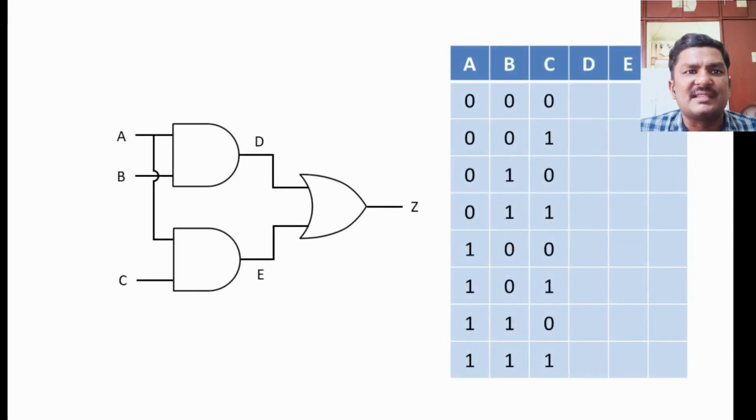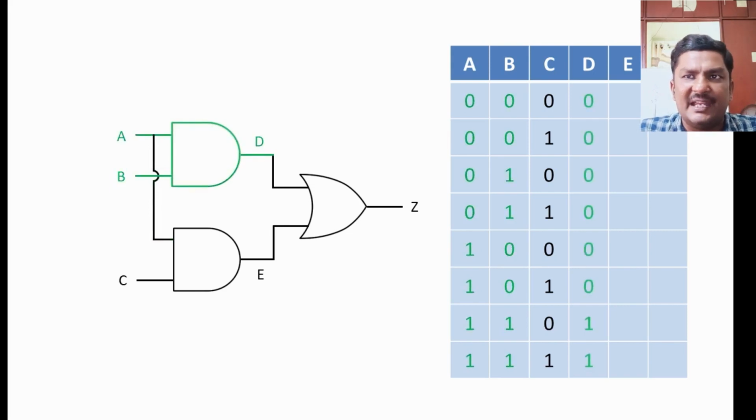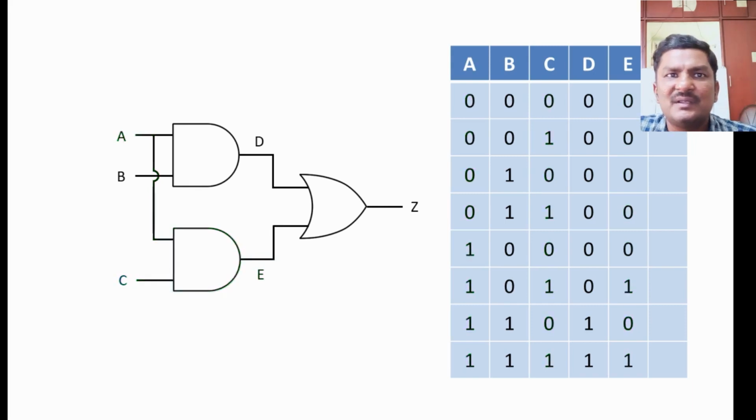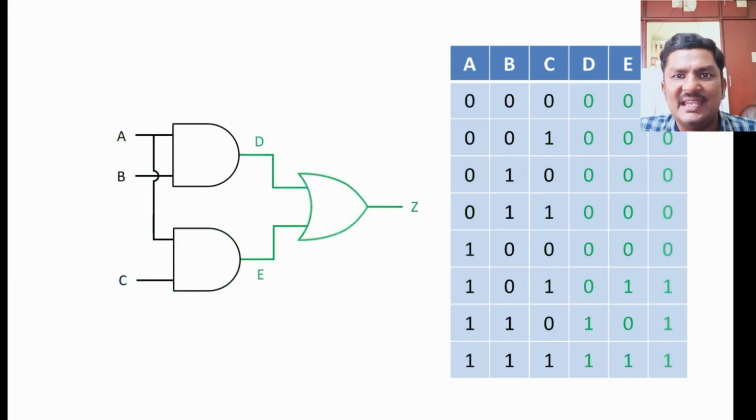Next, example 6. 2 AND gates and 1 OR gate combined as shown in the figure. A, B are inputs of first AND gate. A and C are inputs of second AND gate. D and E are inputs of OR gate. So combining A and B we get D. Combining A and C we get E. So D or E is Z. Z equals D or E.